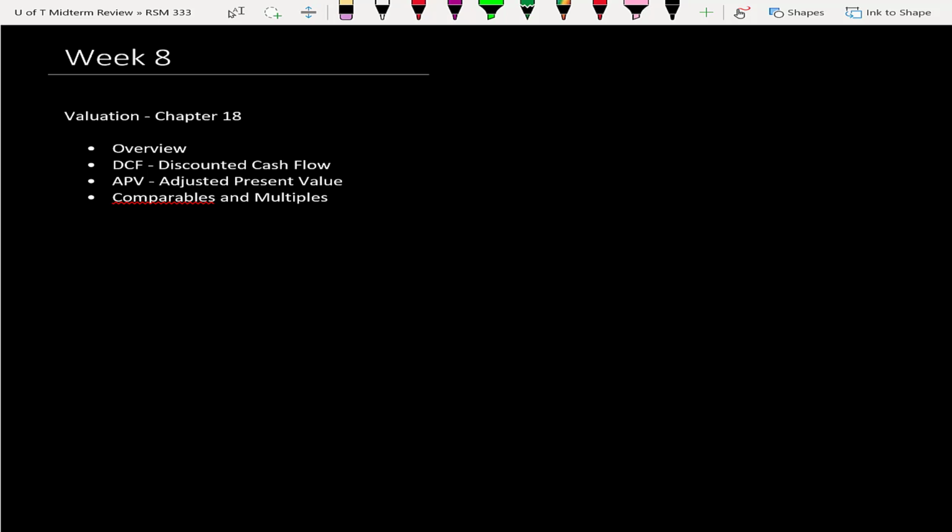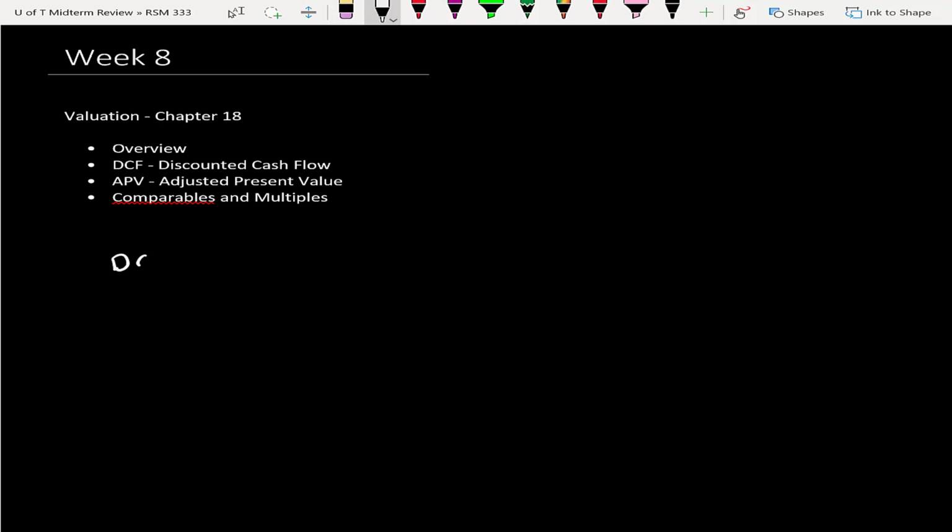In week 8, we go over stock valuation, and they talk about basically two different methods: a discounted cash flow approach and the adjusted present value in terms of calculations. And then there's comparables and multiples. In the real world, for your interest, pretty much everything is used except for the APV. That's more of a theoretical one, but you need it for your test, so we're going to go over it. I'll do an overview first, and then we'll go through some detailed calculations.